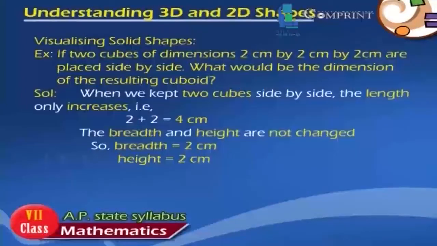Visualizing solid shapes. Example. If two cubes of dimensions 2 cm by 2 cm by 2 cm are placed side by side, what would be the dimensions of the resulting cuboid?